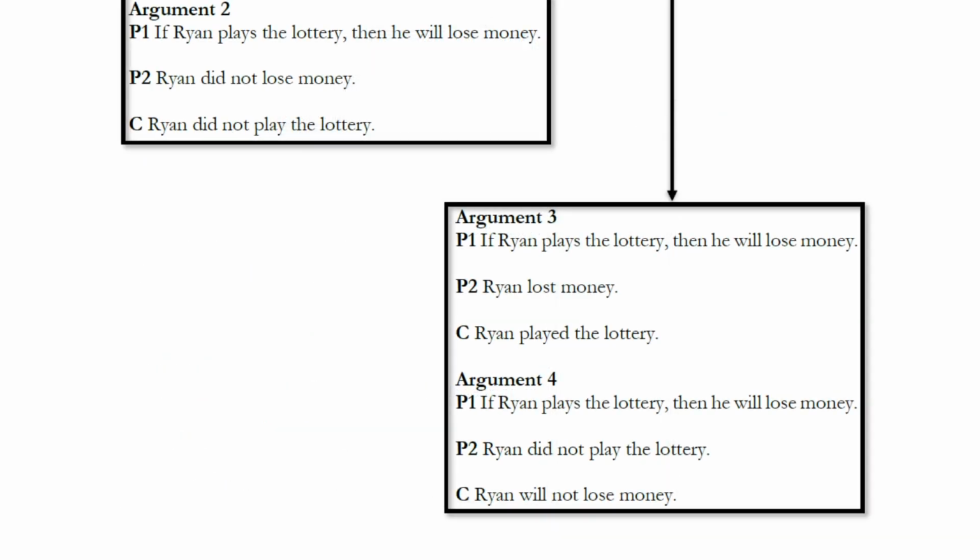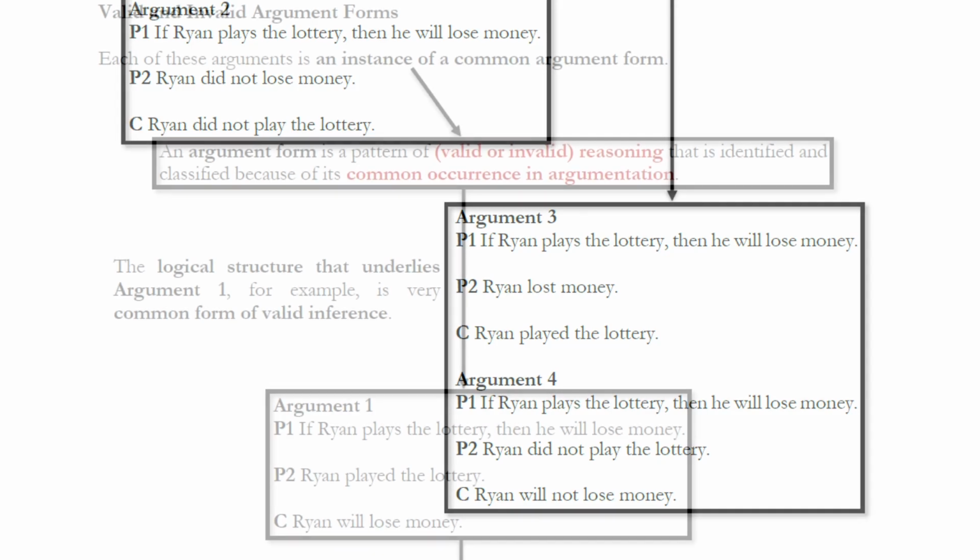Now let's have a look at the invalid arguments. Argument 3. If Ryan plays the lottery, he will lose money. Ryan lost money, therefore Ryan played the lottery. And finally, argument 4. If Ryan plays the lottery, then he will lose money. Ryan did not play the lottery, therefore Ryan will not lose money.